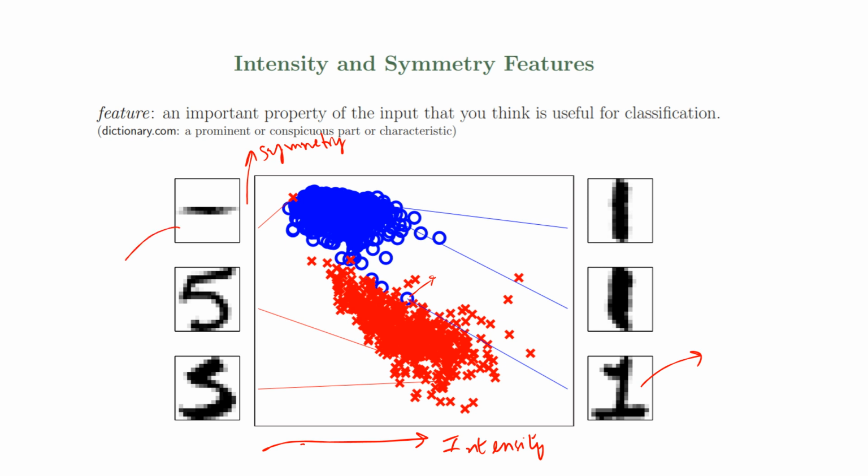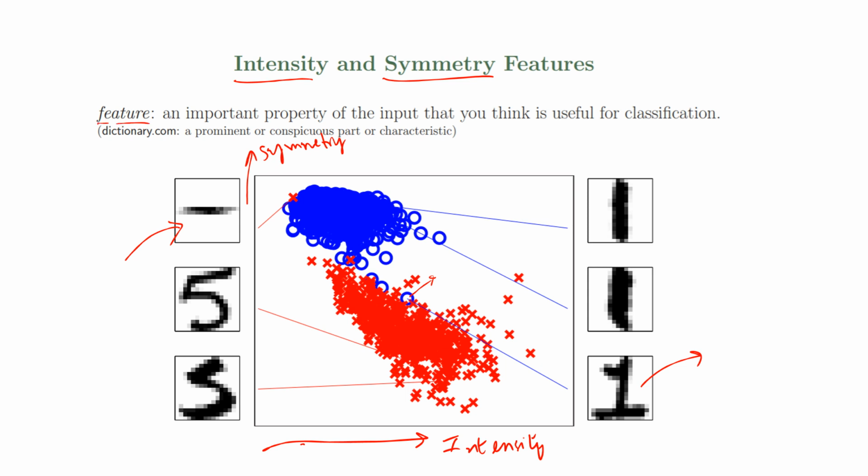Similar to that, somebody, believe it or not, wrote a 5 like this. Well, it is highly symmetric, so obviously it tends to lie in the group of ones, right? And then the intensity is also lower, as you can tell, because it's not really spreading out in that entire square. So the sum of all the grayscale values would have been lower, right? So this is the feature construction, and we looked at two features, intensity and symmetry.